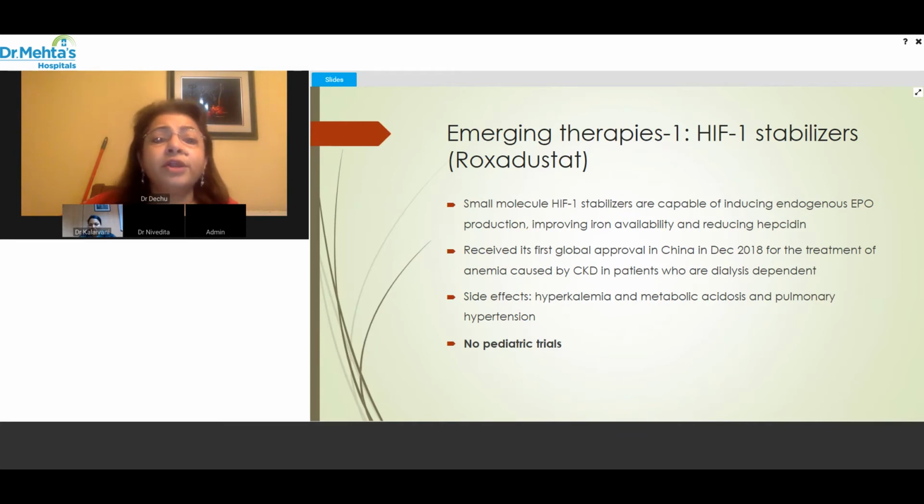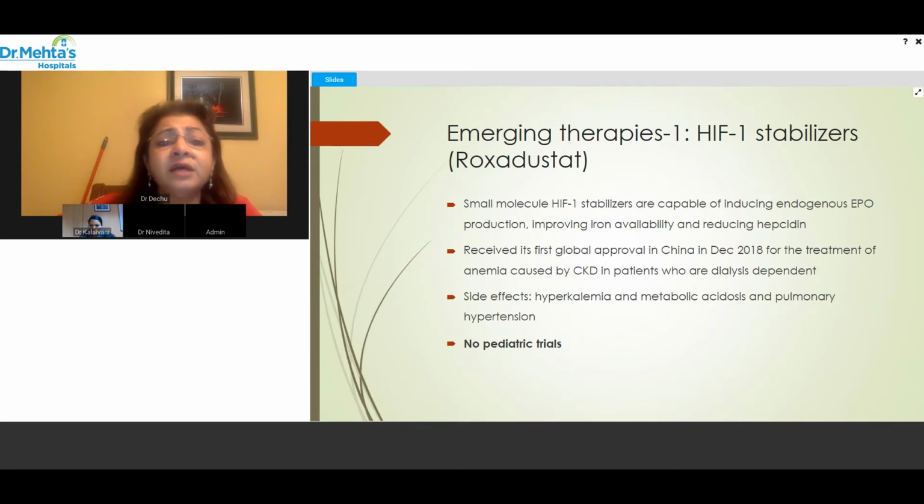It's a small molecule HIF stabilizer, and it induces endogenous erythropoietin production, and it improves iron availability, and it reduces hepcidin. So it improves anemia by 3 separate ways. It increases endogenous erythropoietin production, it improves iron availability, and it reduces hepcidin, which reduces inflammation. So it's thought to be one of those breakthrough therapies for anemia.